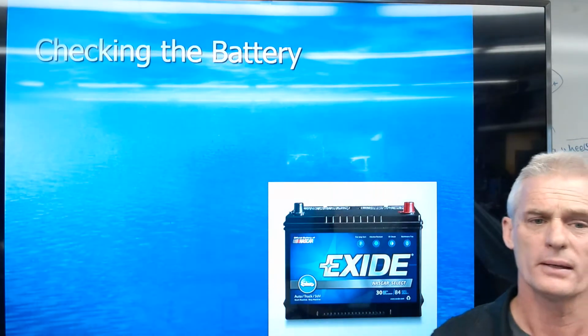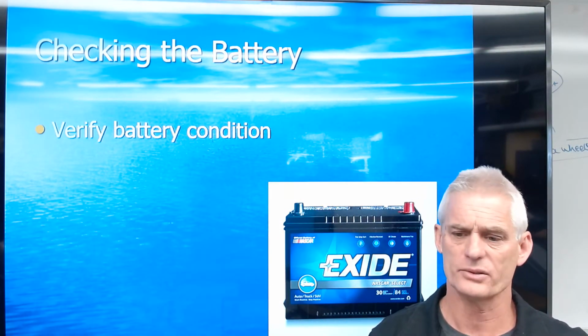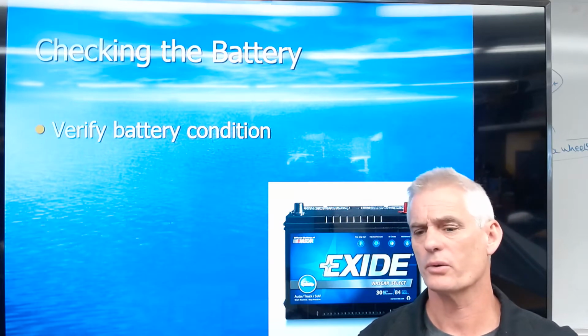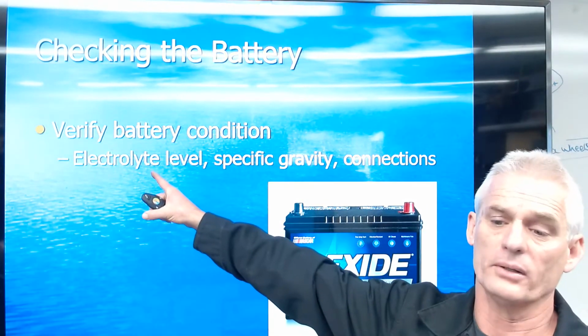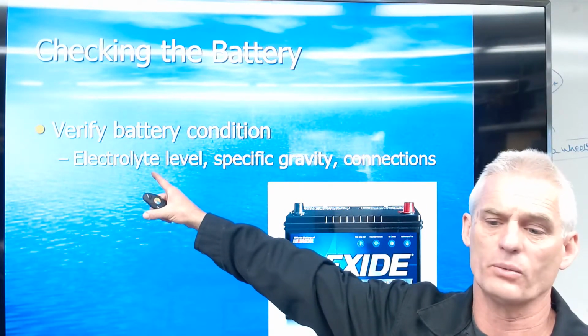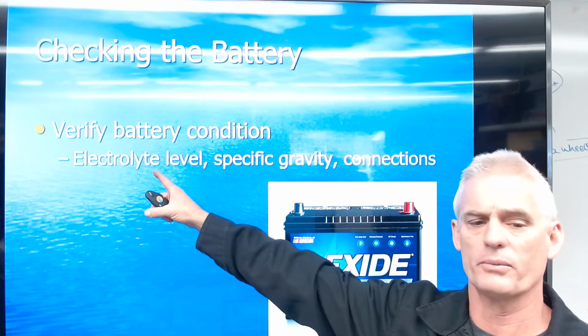Checking the battery. This is just a reminder that because so many no start, no crank issues are with the battery, we want to verify the battery condition, which means, is the water full? We call it the electrolyte. Remember, 64% water and 36% sulfuric acid on a fully charged automotive battery.